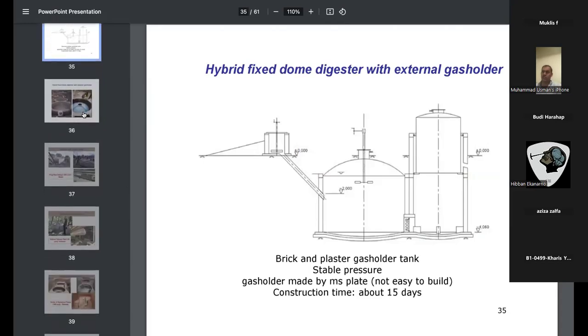Next, please. This is a hybrid biogas plant which was made in Pakistan as well, and in this one, we have constructed the fixed dome biogas plant, but it was for an industry, and it was a large biogas plant, and they also wanted to store the gas. That's why we made an external gas holder as well. So that's why it is named a hybrid fixed dome digester with external gas holder.